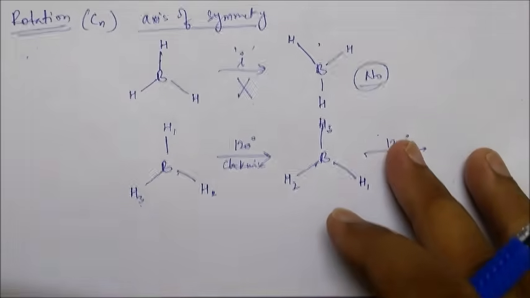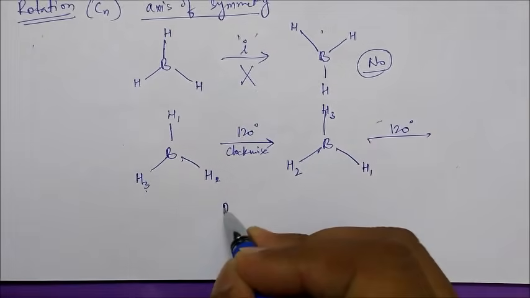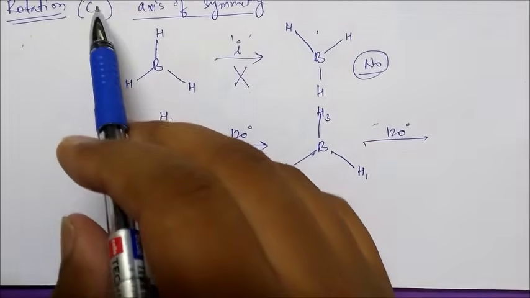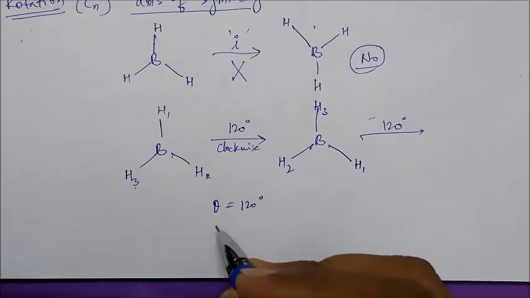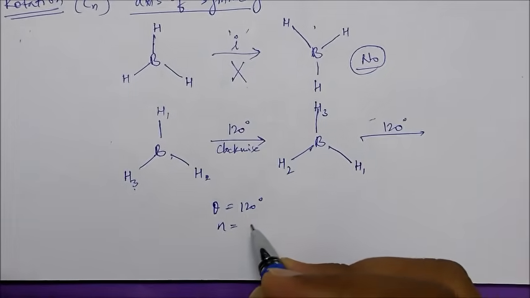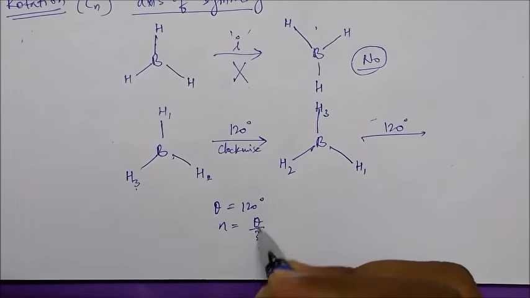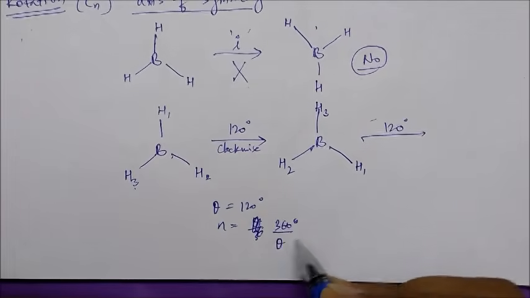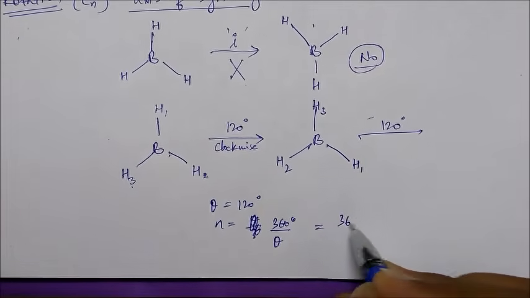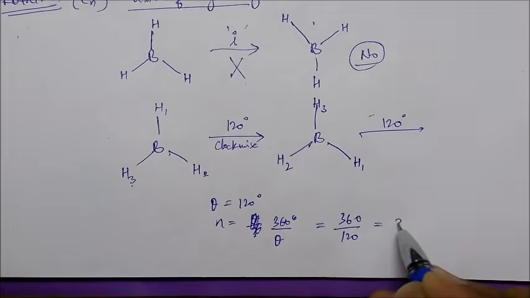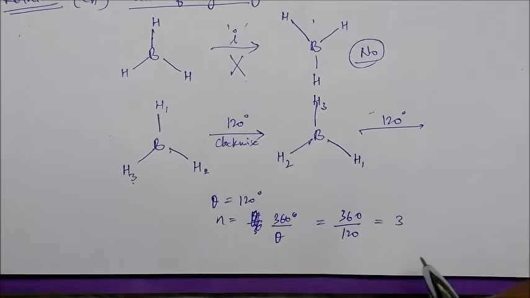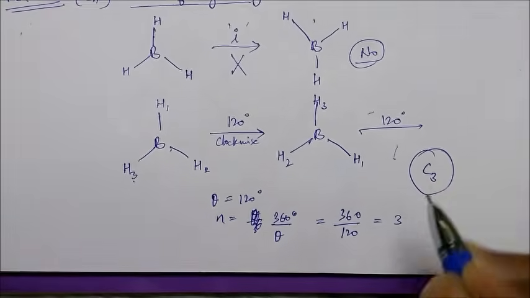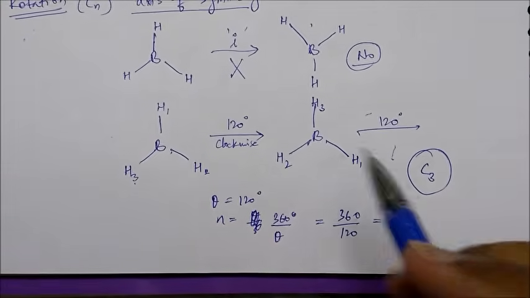So what angle have we rotated by? That is theta, that is 120 degrees. And if we want to find the value of n, n is denoted as n equals 360 degrees upon theta. So here it will be 360 upon 120, which gives you 3. So the value of n is 3. What axis are we getting here? It is a C3 axis. So the axis here is the C3 axis.